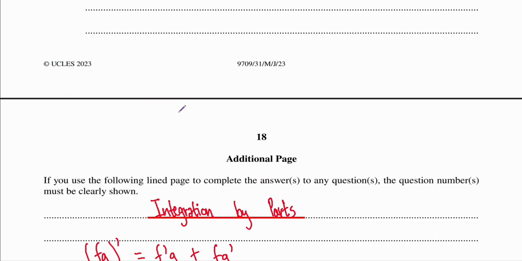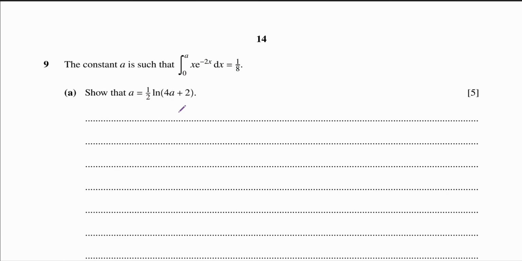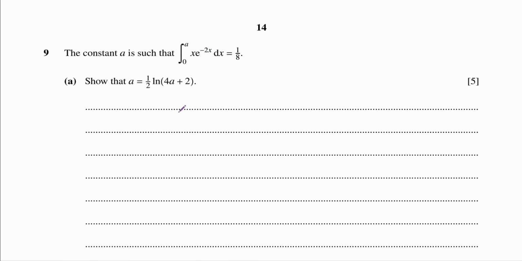So let's do an example question, and it'll make even more sense. The constant a is such that the definite integral between 0 and a of x e to the negative 2x dx is equal to 1 over 8. Show that a is equal to a half ln of 4a plus 2. Okay, this is a very nice question.